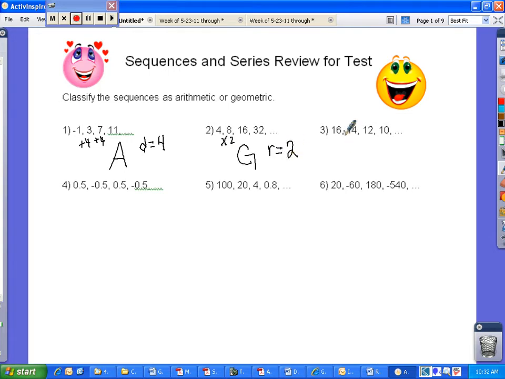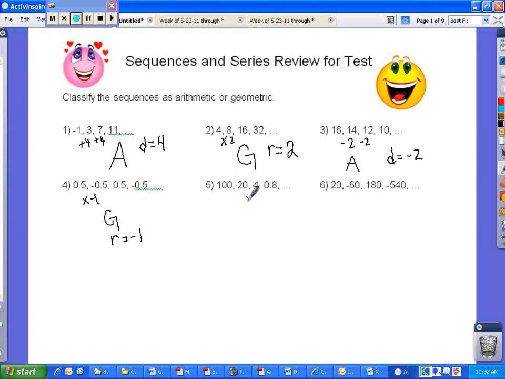For the next one, you're subtracting 2. So again, this is arithmetic with a common difference equal to -2. For the next one, you're just multiplying by -1 each time. So that's going to be a geometric sequence with a common ratio of -1.